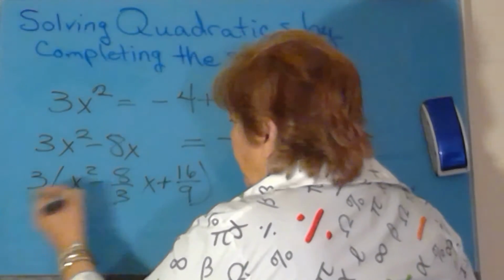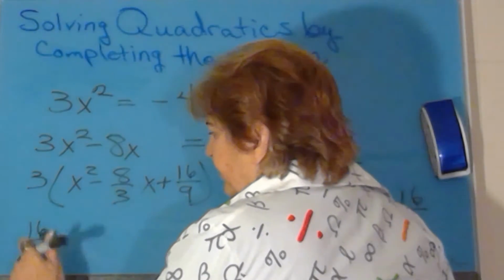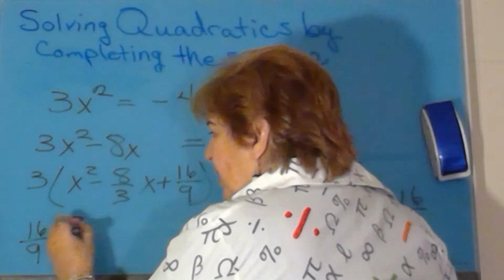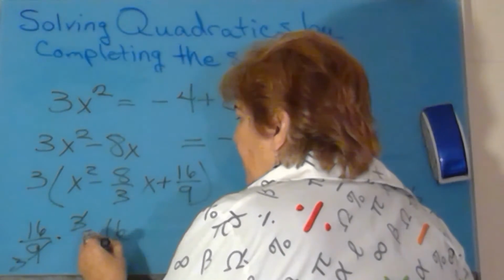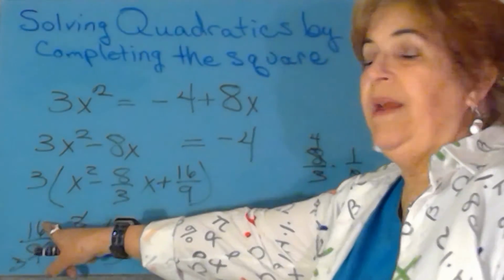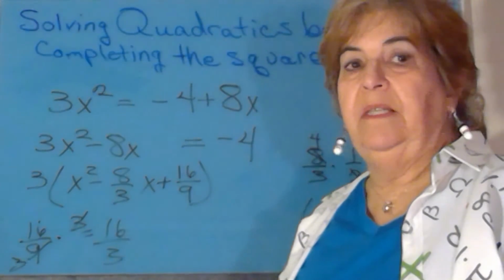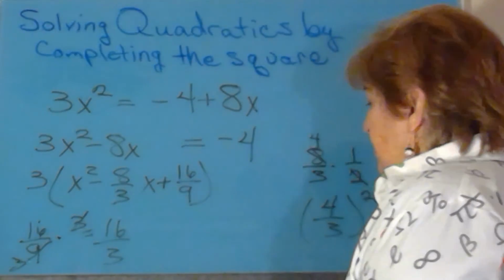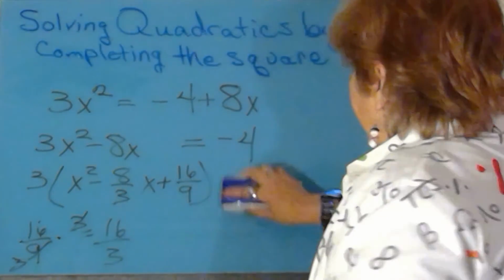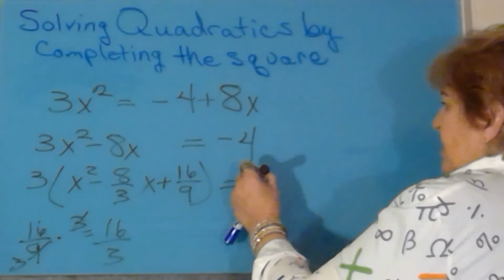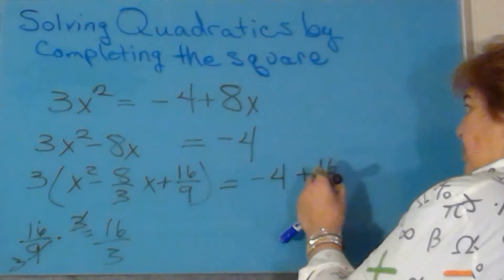I'll erase this when I'm done, but 16/9 times 3. 3 goes into 9 3 times. That is 16/3 is actually what I've added over here. The 16/9 being multiplied by 3 gives me 16/3. That means if I had a minus 4, I'm going to add 16/3 to that.